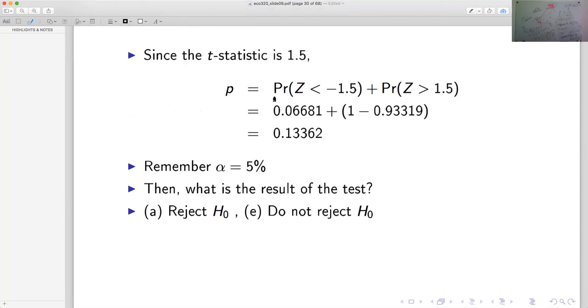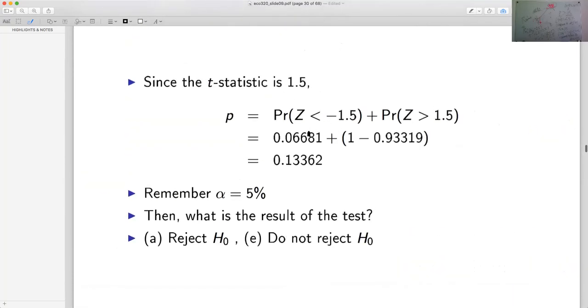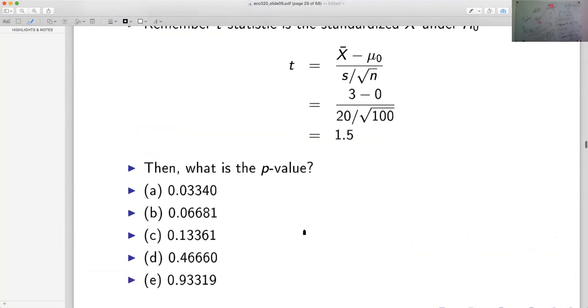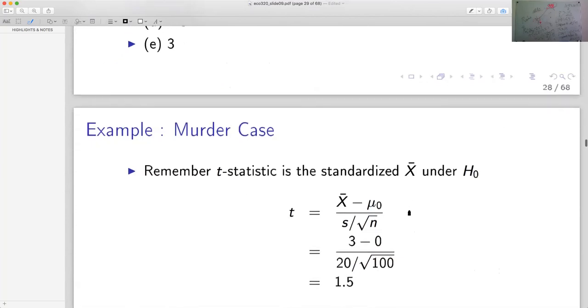So again, this was two-sided, but next week we're going to talk about one-sided. The idea is almost similar, with the only difference being in the alternative hypothesis. This is not equal, so it can be either the negative side or the positive side, so it's going to be two-sided. On the other hand, if the direction is like that or like that, it's going to be one-sided, okay?